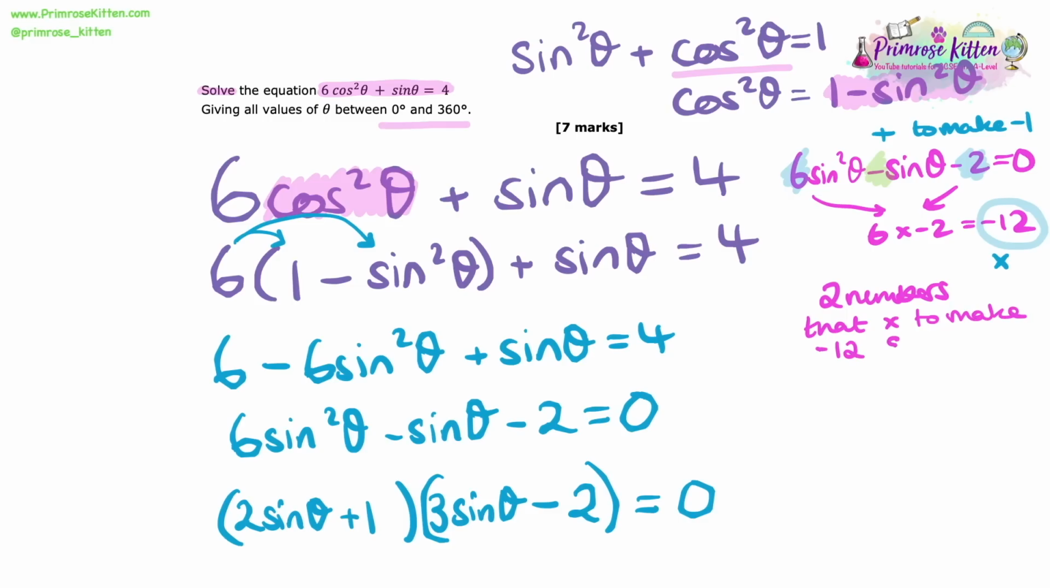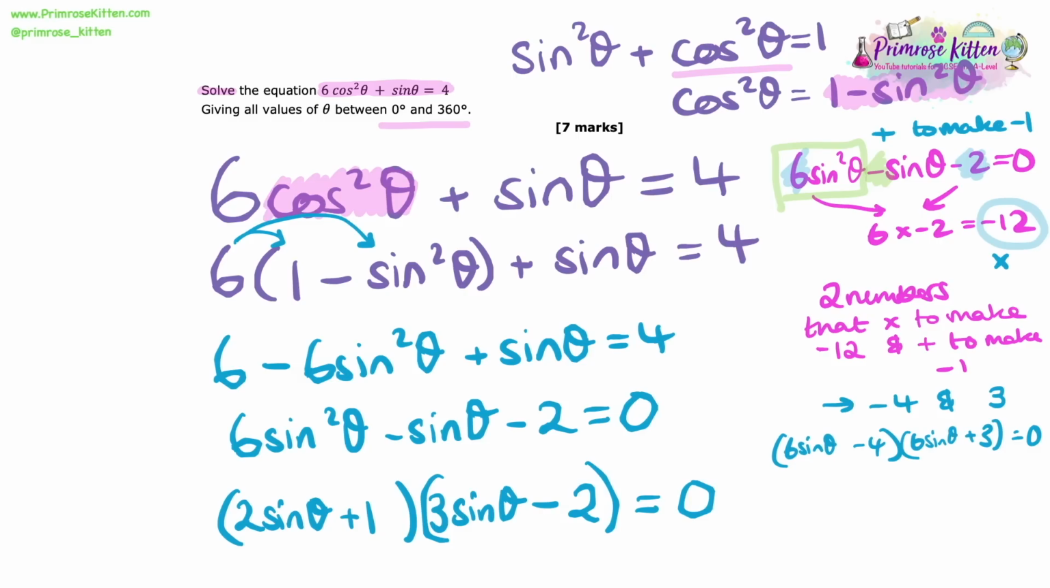These numbers are really important because when we do our double brackets, they're going to be two of the numbers that we put in those double brackets. So let's write out our brackets and put them equal to 0. I'm going to put minus 4 and plus 3 in there. And because it's 6 sine squared, I'm going to put 6 sine theta in both positions. At the minute you might be thinking this makes no sense, but remember this is a little trick for you. Now I look at the first bracket, I see 6 sine theta minus 4. I look for a common factor between the two.